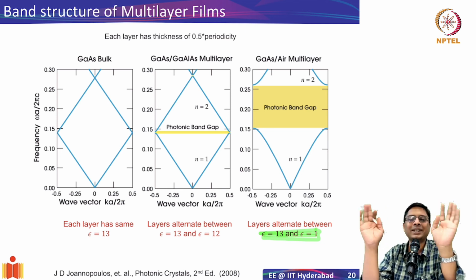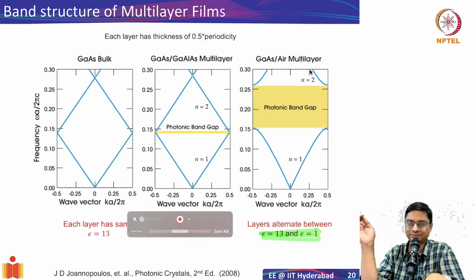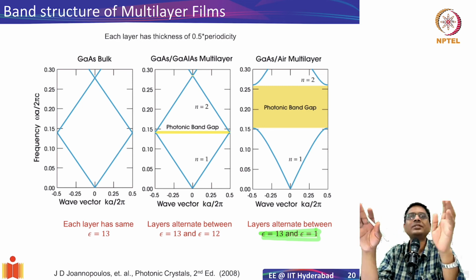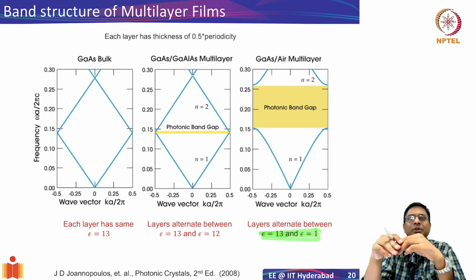How will you build it? Right now it's a theoretical thing we are looking at. We don't have to worry about building it. We'll definitely not be able to do air, but we can think of transferring layers and building a stack of gallium arsenide with glass, refractive index equal to 1.5, epsilon equal to 2.25. We can definitely try to build it.